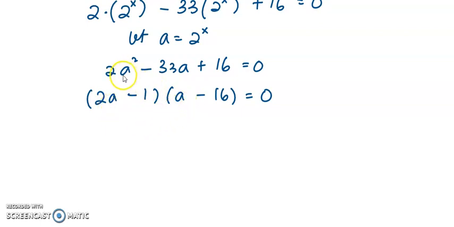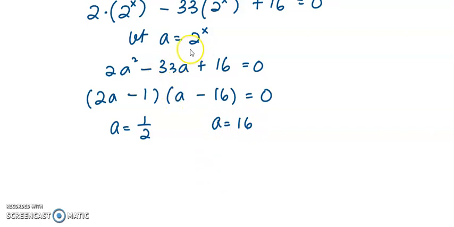I got 2a squared. 2a multiplied by negative 16, I got negative 32. Minus negative a, I got negative 33a. Negative 1 multiplied by negative 16, I got positive 16. Okay, so now you got two solutions from the quadratic equation. You got a equals to 1 over 2, and the other one is a equals to 16.